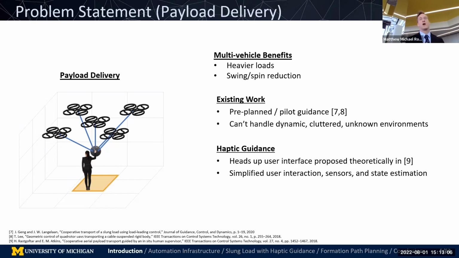In 9, they proposed, hey, if we have a user on the ground that can physically see the area, but doesn't know how to interact with the system, what if they simply push on the payload to have it move in the direction you want it to go? And so the idea is there's an intuitive interface that you don't have to train anybody a priori. You just say, hey, push on it exactly where you want it to go. And they showed that it can work theoretically, but use simplified user interaction, sensors, and state estimation.